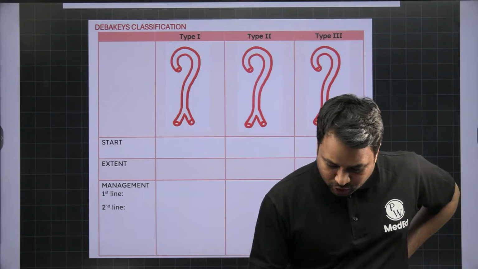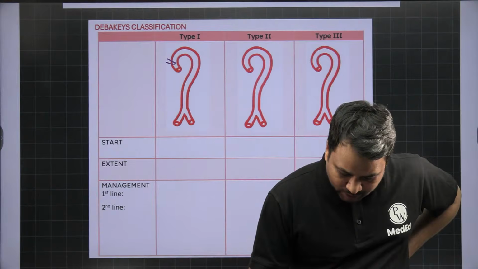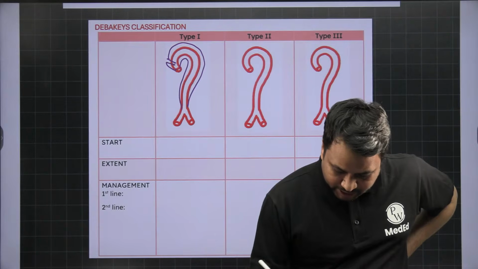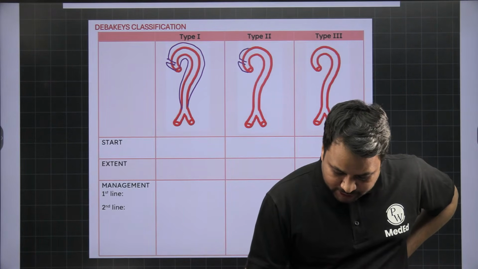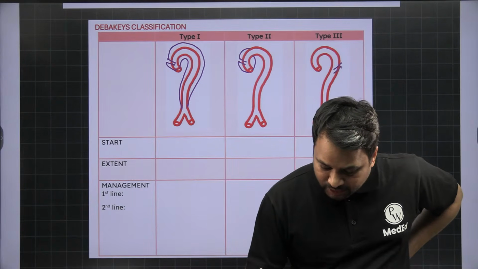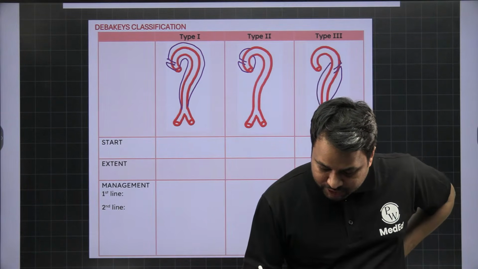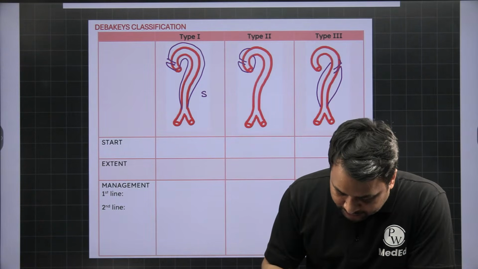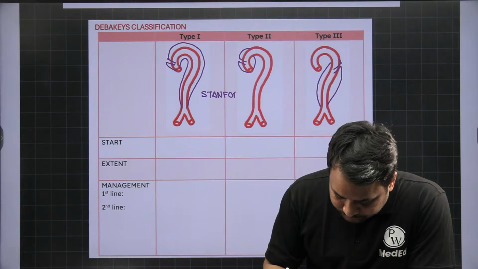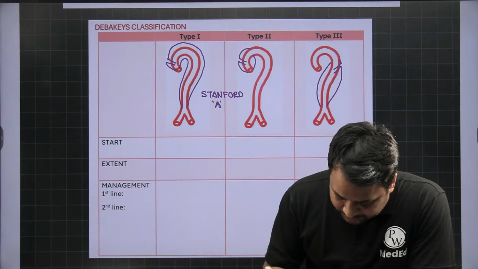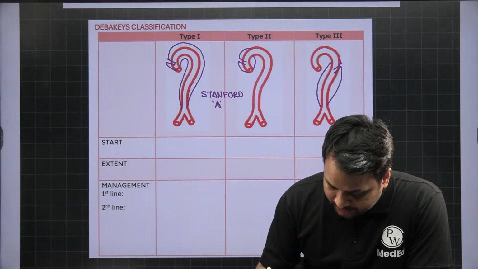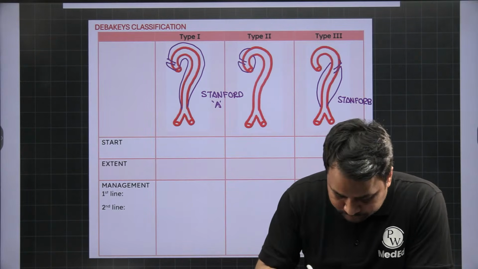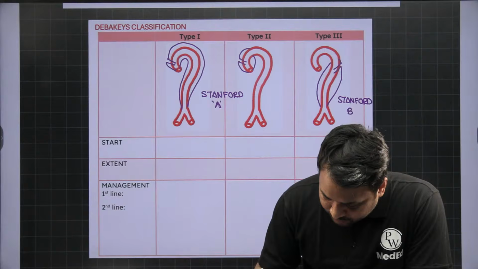Now, if the site of the dissection starts from the ascending thoracic aorta and the dissection goes all the way to the aortic bifurcation, it is type 1 DeBakey's. If it starts with the ascending thoracic aorta and is limited to the ascending, it is type 2. If it starts at the descending thoracic aorta and goes all the way to the aortic bifurcation, this is called type 3. Based upon where the dissection starts, this is what we call Stanford A. And if it is at the descending thoracic aorta, this is what we call Stanford B.